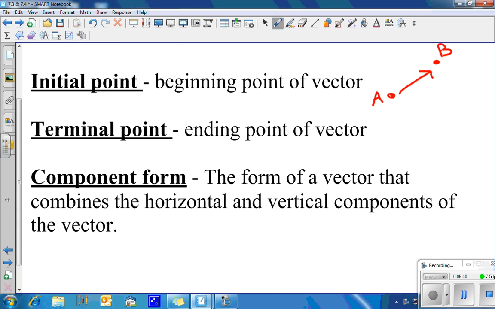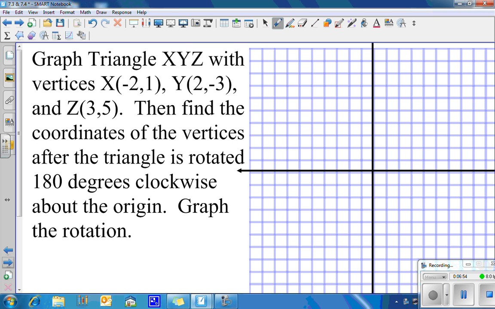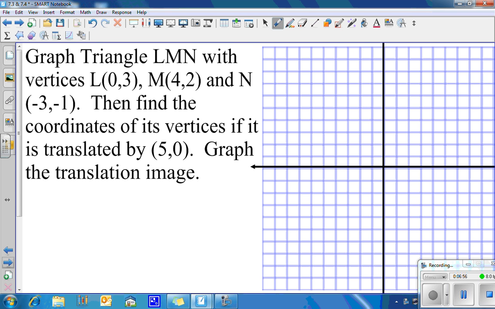Component form is the form of a vector that combines the horizontal and vertical components of the vector. All right, we're going to go back to this. I'm going to show you in a different video how to do these next two with rotations. This one here is a translation. And so I want to go ahead and do this one in the video.